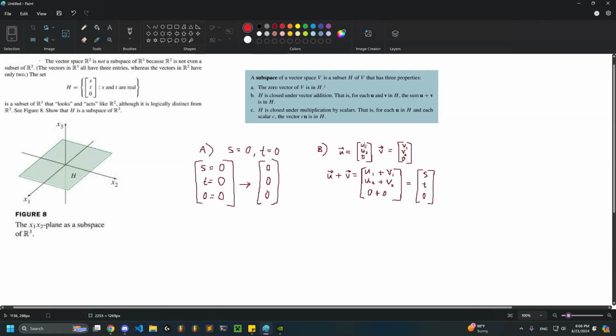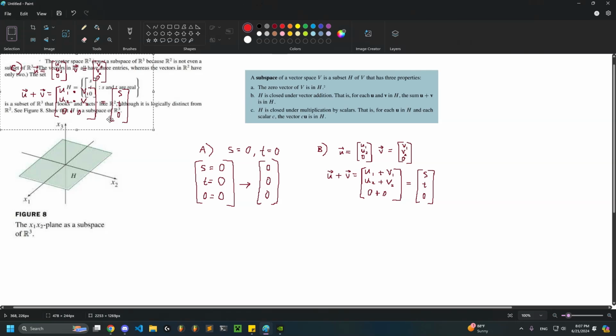Because U and V are part of H, U1 for U is actually just S, and S is a real number, same with V1, a real number, same with U2, which corresponds to T, and V2 corresponds to T as well, and that's also real. If we add two real numbers together, we get another real number, which we can just consider to be S and T. So in the end, we'll have S, T, and 0, which is within the subset H.